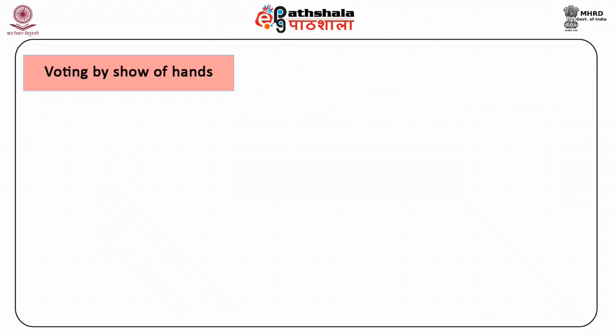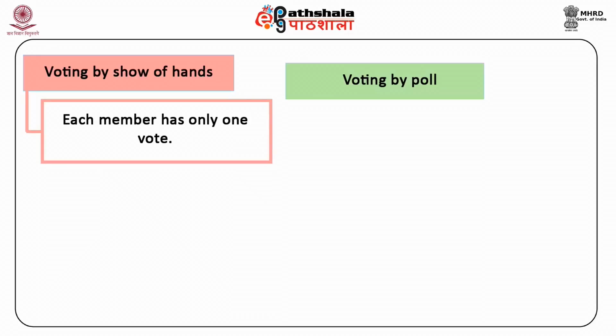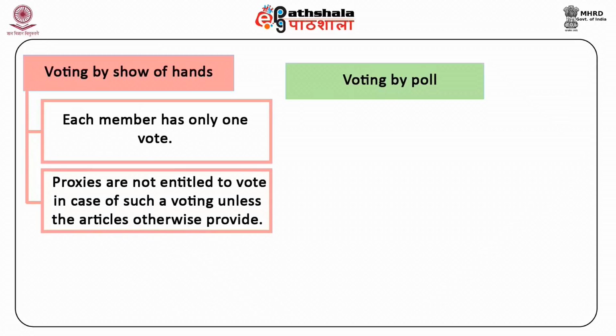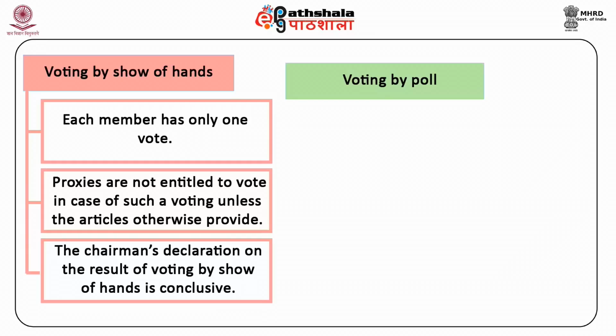Voting may be either by a show of hands or by a poll. Voting by show of hands. In the first instance, at any general meeting, voting takes place by a show of hands. On a show of hands, each member has only one vote. Proxies are not entitled to vote in case of such a voting unless the articles otherwise provide. The chairman's declaration on the result of voting by show of hands is conclusive.